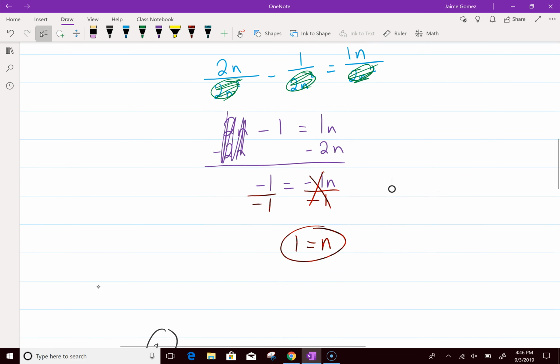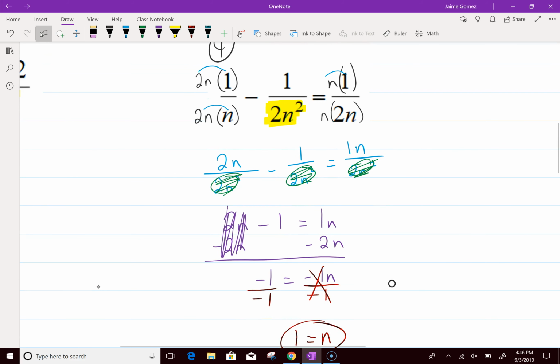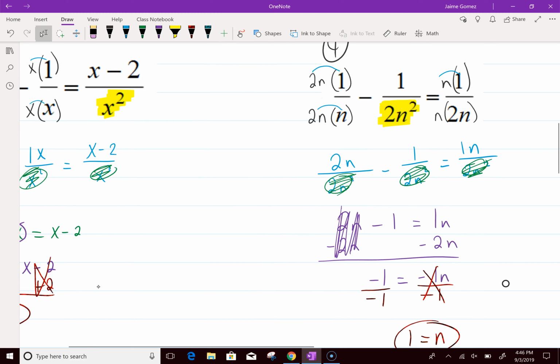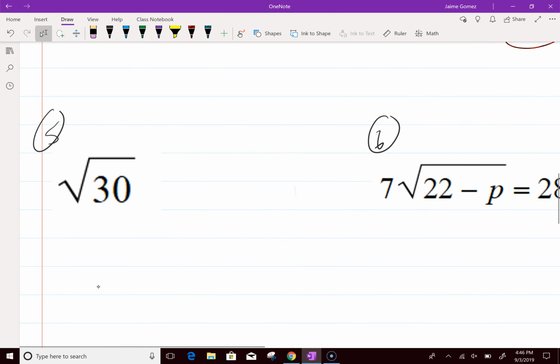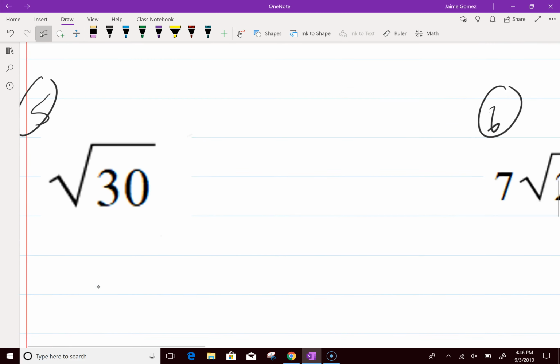Okay, so for these, just remember, they look complicated, but the thing is you want to get a common denominator. And once you get that common denominator, it's not that difficult. If you have any questions, let me know when class starts, so I know how to go over a few more of these. And these two are just review questions.